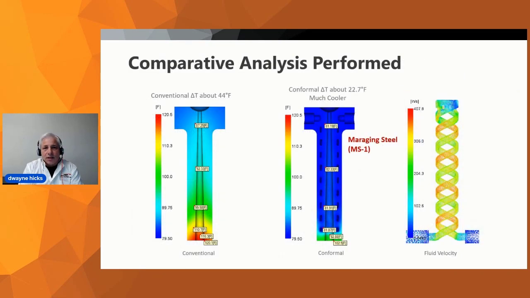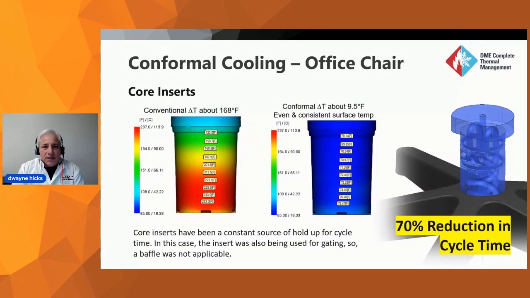Ideally, the object of cooling any part is to cool it evenly. So the more we can reduce the temperature delta, the better the end result. In the example of our sprue bushings, the conventional delta is 44 degrees Fahrenheit, and the conformal with the cooling is about half. In this particular scenario, there was no fancy design. It's just a basic line design, but it helped because they were using this insert for gating, and there was no way to really get cooling conventionally into it, such as a baffle.